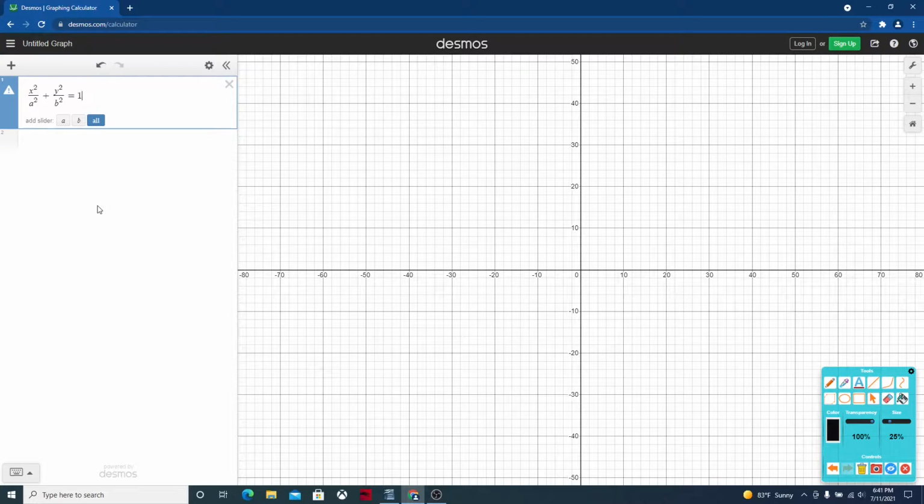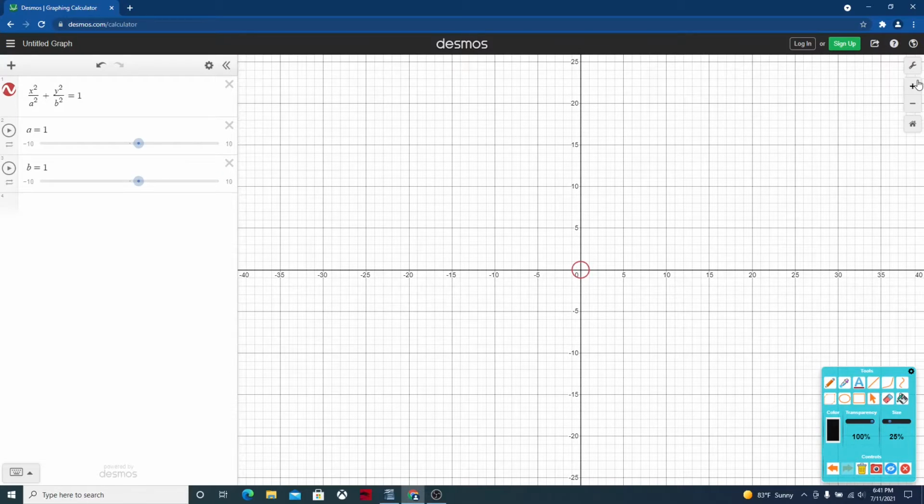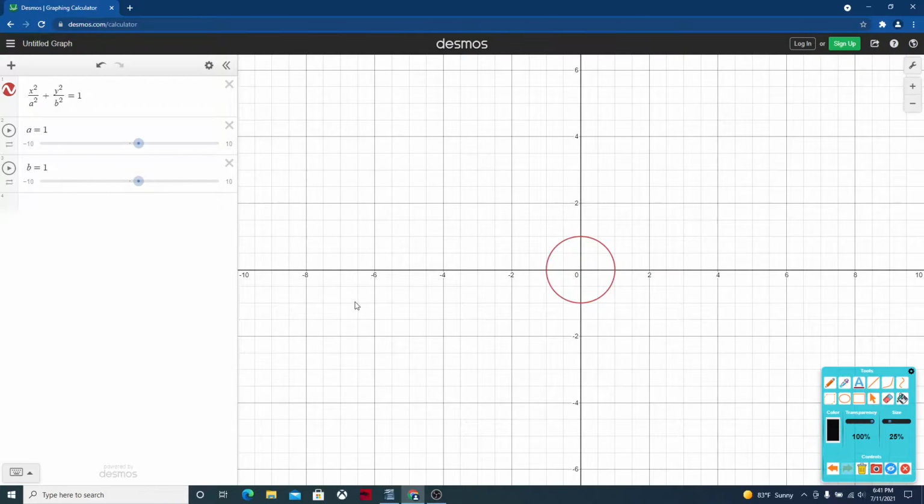Now we don't see anything yet, and that's because we haven't yet added sliders. So let's add sliders here. And let's zoom in just a bit. What we see is that when A and B are equal to one another, in other words, when A is equal to 1 and B is equal to 1, we have a circle. What this means is that a circle is a special case of an ellipse. So ellipses and circles are related to each other.